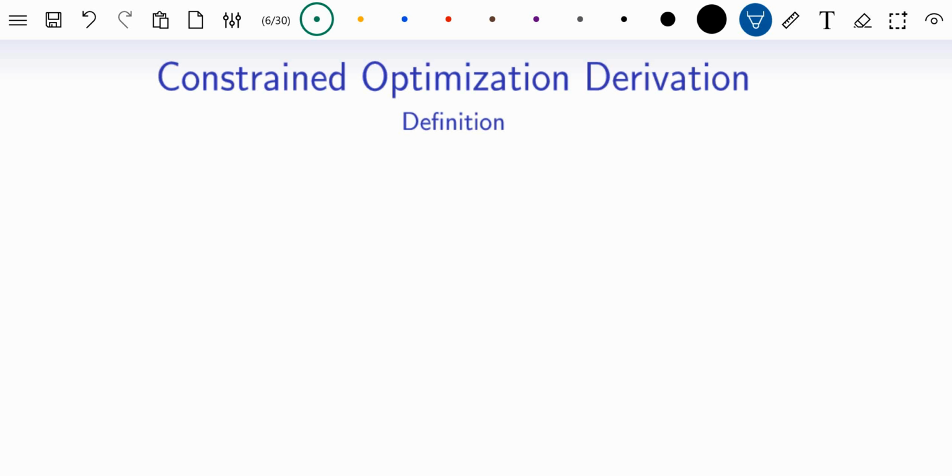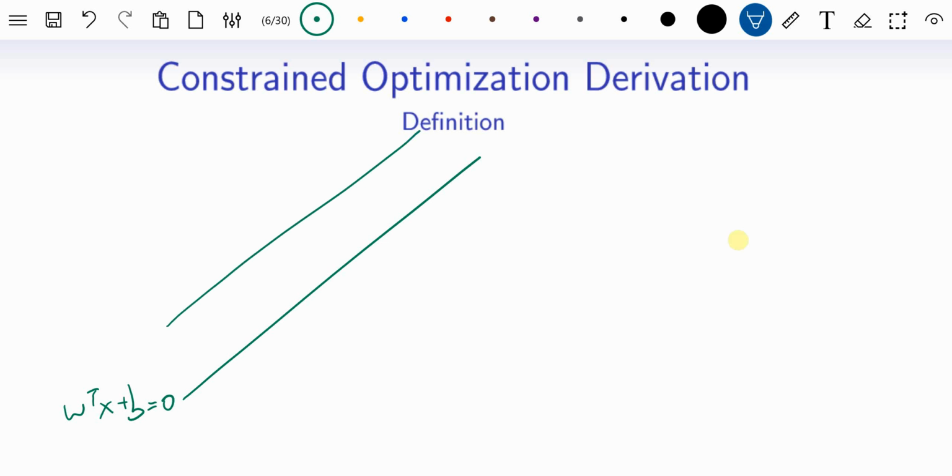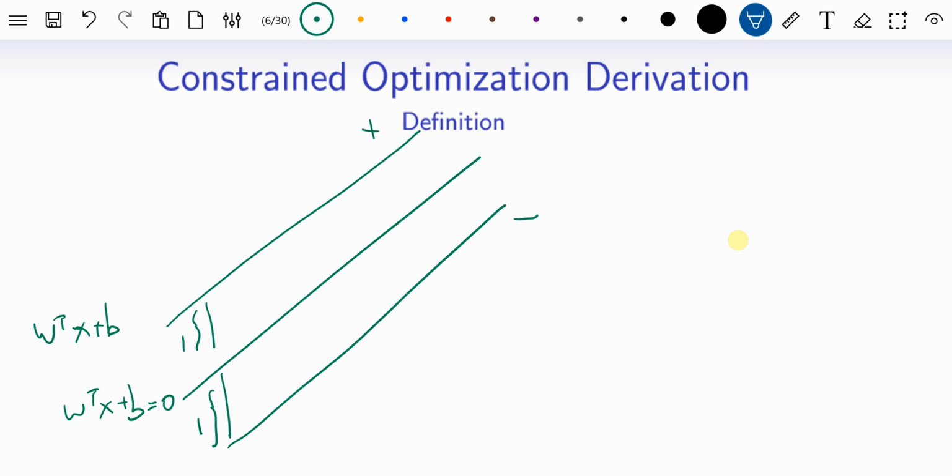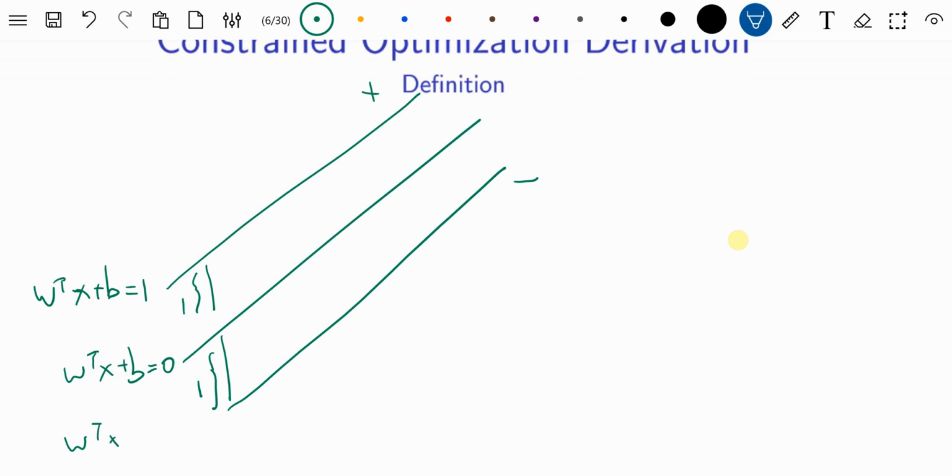And here we are trying to find the expression for the margin, the one that we are trying to maximize. So suppose we have the line W transpose X plus B is equal to 0. And we have our plus plane or plus line and minus line that's 1 unit apart from that line. This is the plus, this is the minus one. So the one on top is W transpose X plus B equal to 1. And the one on the bottom is W transpose X plus B is minus 1.